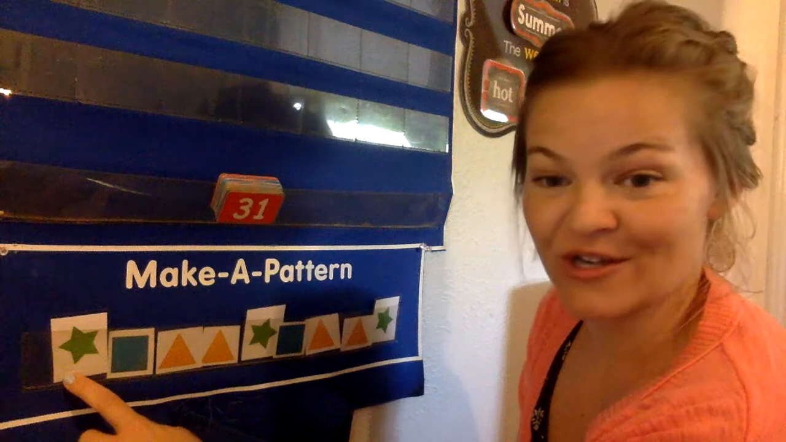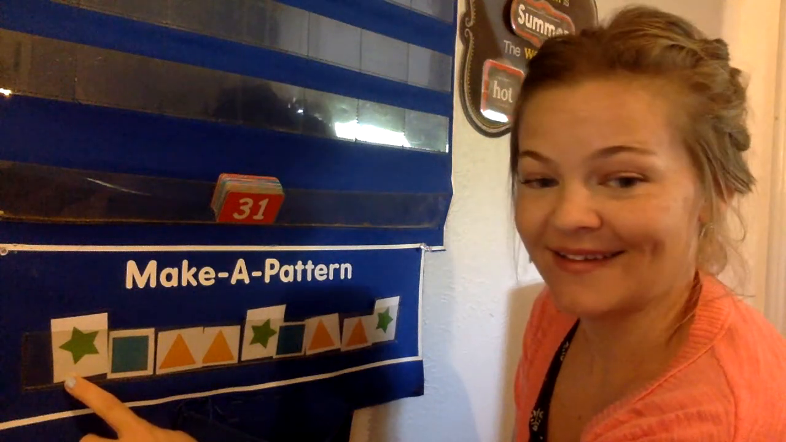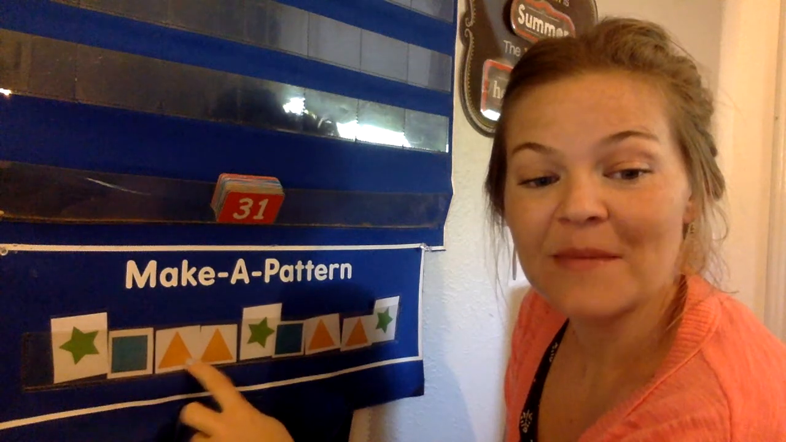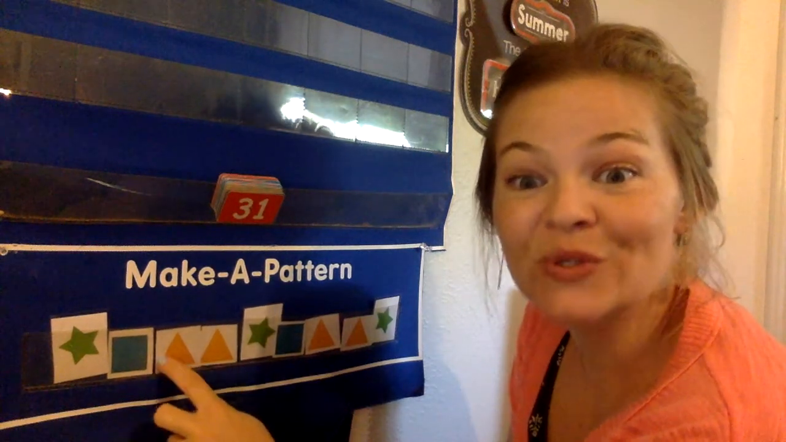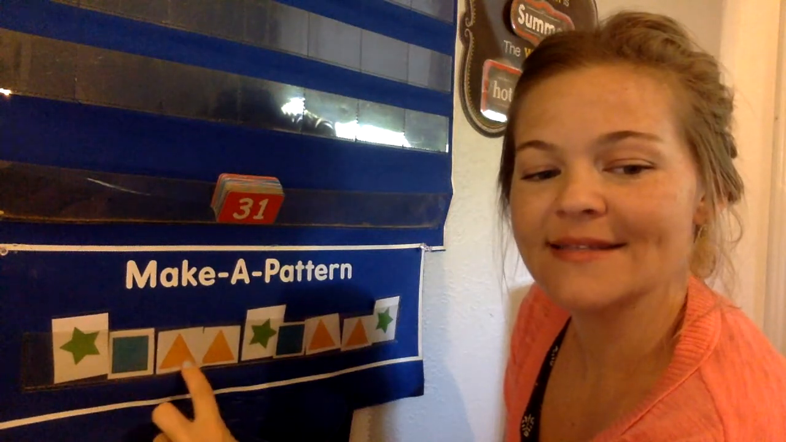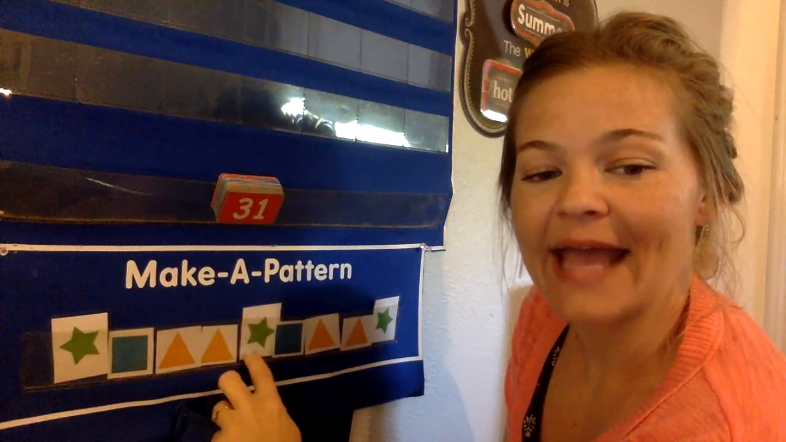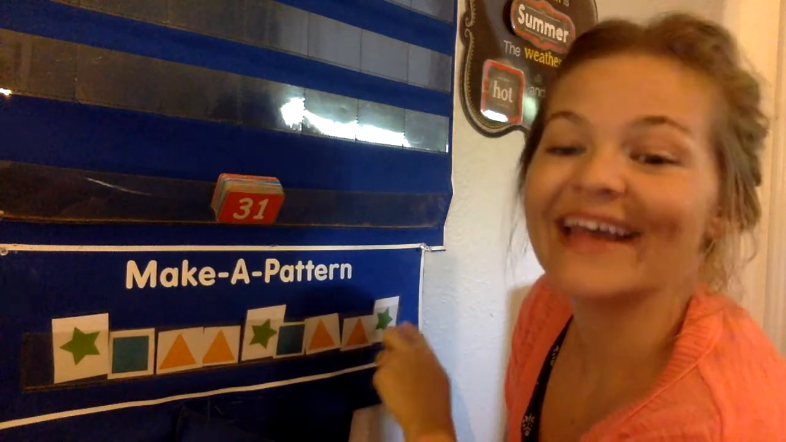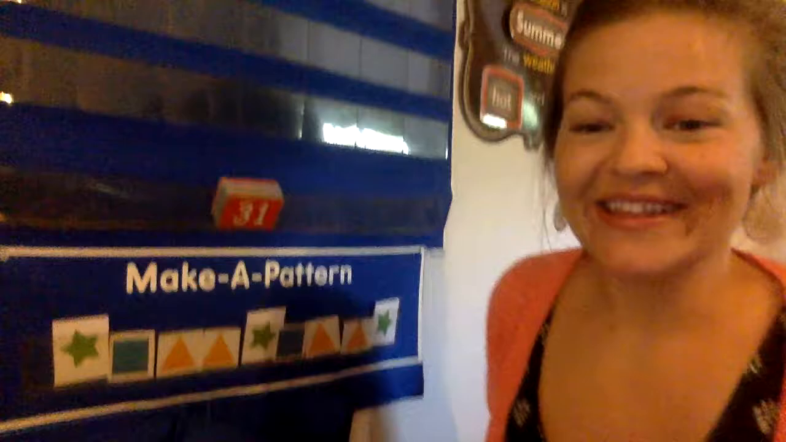So stars are A. We have one A. Squares are B. We have one B. And then that means triangles would be C. And we have two C's. So we would say A, B, C, C. A, B, C, C. A, and then B would be next. All right, there's our pattern.